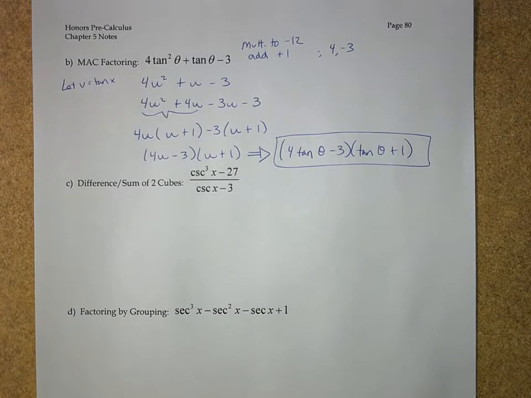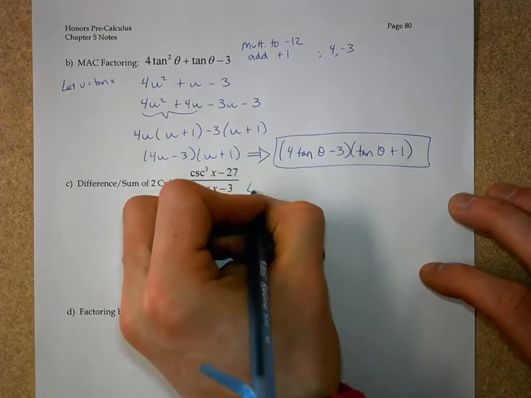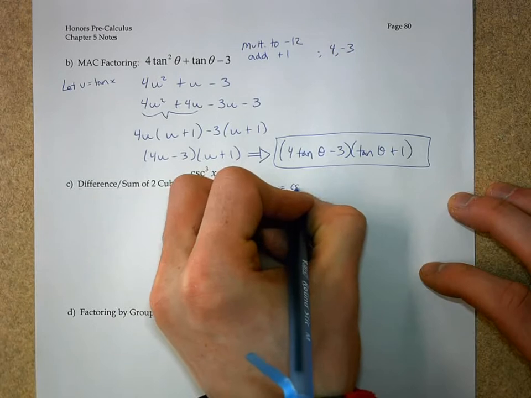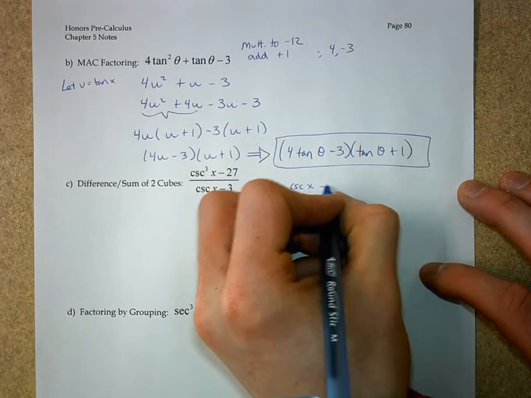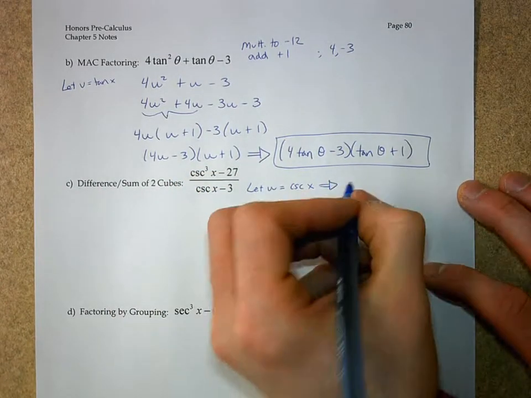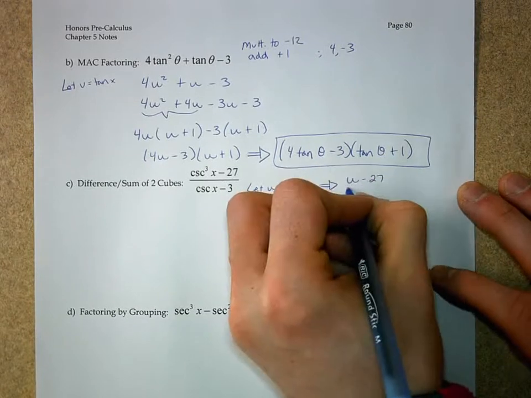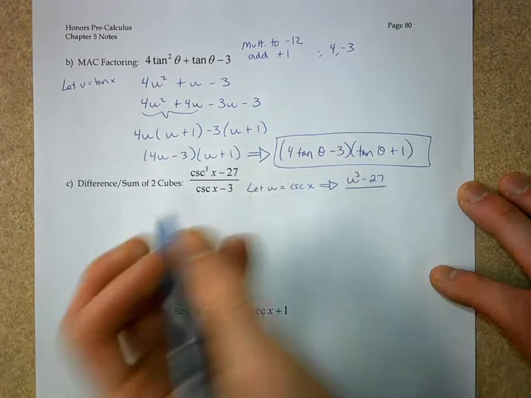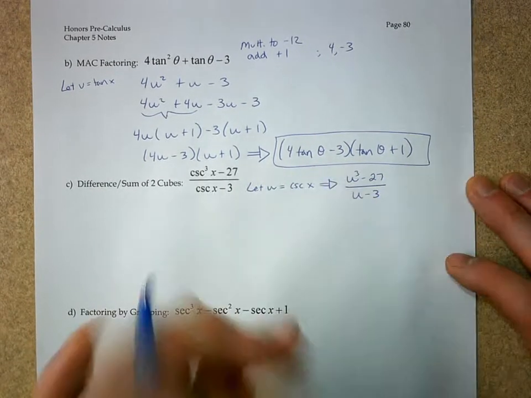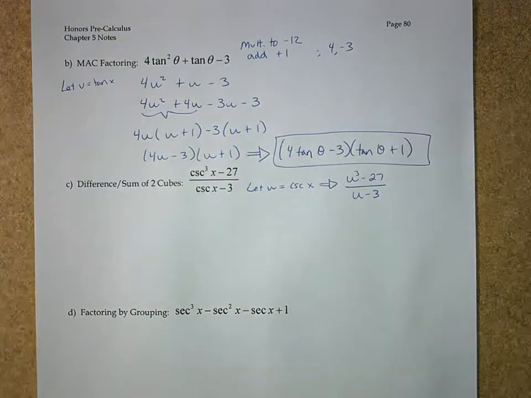The second one is the sum or difference of two cubes. Cosecant cubed of x minus 27 all over the cosecant of x minus 3. So once again here, I might say let u equal the cosecant of x. So really what we're dealing with is going to be u cubed minus 27 over u minus 3.